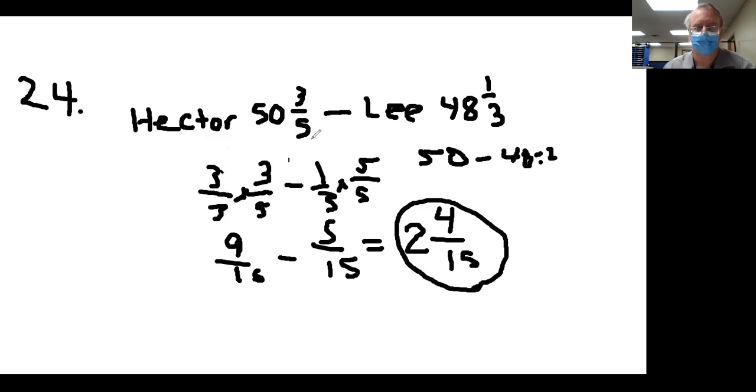Sorry about that last one. So just work on the individual fraction here. Multiply both sides. See this 3, multiply by 3 over 3, which is a 1, times 3/5. 3 times 3 is 9. 3 times 5 is 15. This side multiply by 5 because of this here. 1 times 5 is 5 over 15. So 9 minus 5 is 4 over 15. And then, of course, 50 minus 48 is 2. 2 4/15.